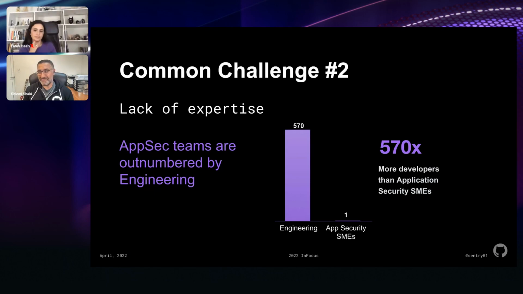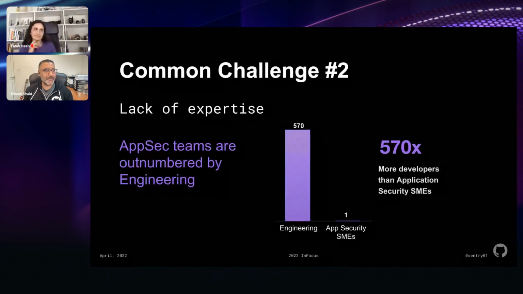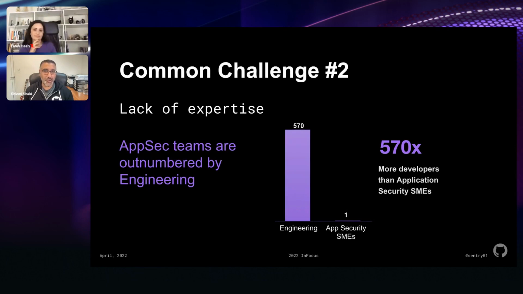Common challenge number 2, lack of expertise. If you're in engineering and you're thinking, oh my God, this is really hard to do, application security, think about the lone application security engineer that you have. There are different surveys that measure how many application security engineers there are for how many software developers in an organization. When we did the research, we came up to roughly 500 or 550 people per application security engineer. I've seen organizations with 2,000 developers and one application security engineer. Eventually they grew, but it's outnumbered.